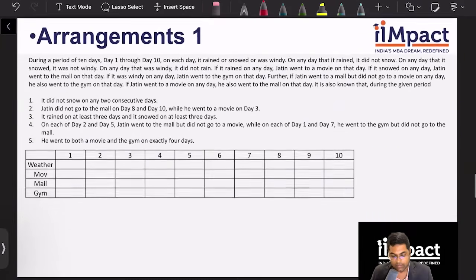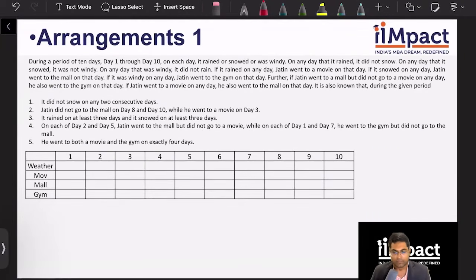Okay. Let's start and arrange this quickly. Very simple set. You could have made any sort of table. You could have had rainy, snowy, and windy as different rows, or you could have had all the activities in one row. Doesn't matter. This is what I prefer, because weather is only one on any day, whereas activities could be multiple on any day. So I've made this table giving one row to the weather and an individual row to each activity. MOV clearly is movie; mall and gym are as they are.